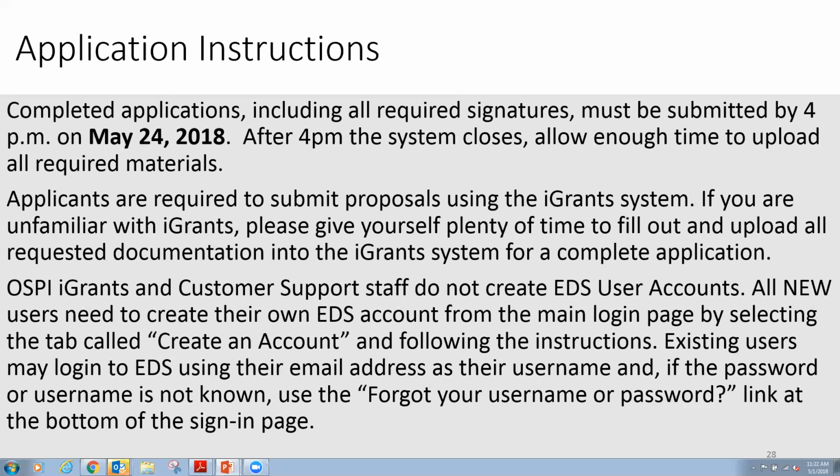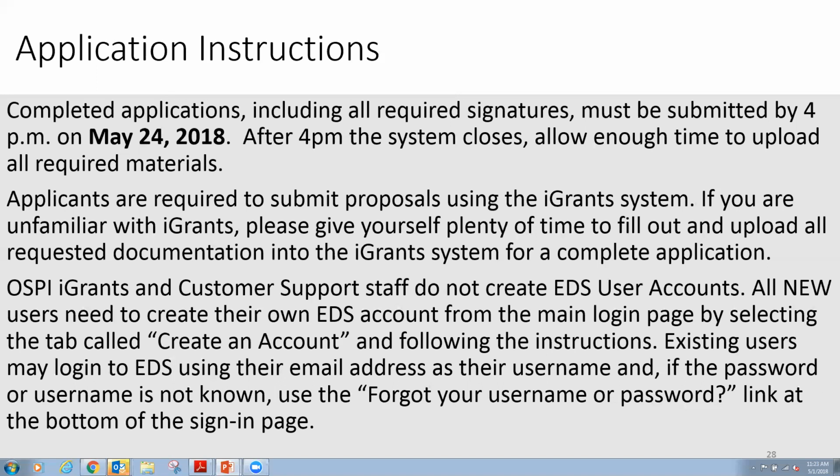Okay, application instructions. Completed applications, including all required signatures, and it's really important that your signatures are there, or you will not be included in the pool of applications to be screened or read, must be submitted by 4 p.m. on May 24th, 2018. After 4 p.m., or actually I should say at 4 p.m. on the dot, the system closes. That means the iGrant system, the online web-based grant system.